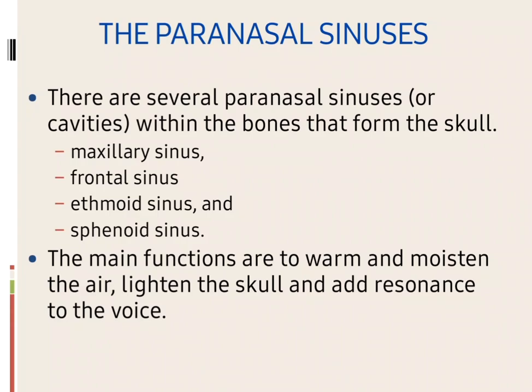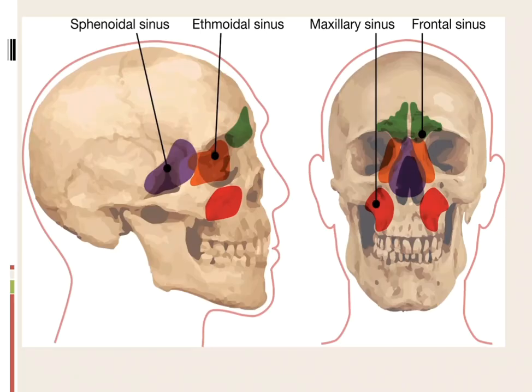So when they're affected, your voice tends to change because the air spaces are filled with mucus or they are infected. So they're important areas within our orbital region for us to have clear vision, a clear voice rather. So that's a picture showing the sphenoid sinuses, ethmoid sinuses, maxillary and frontal sinuses.